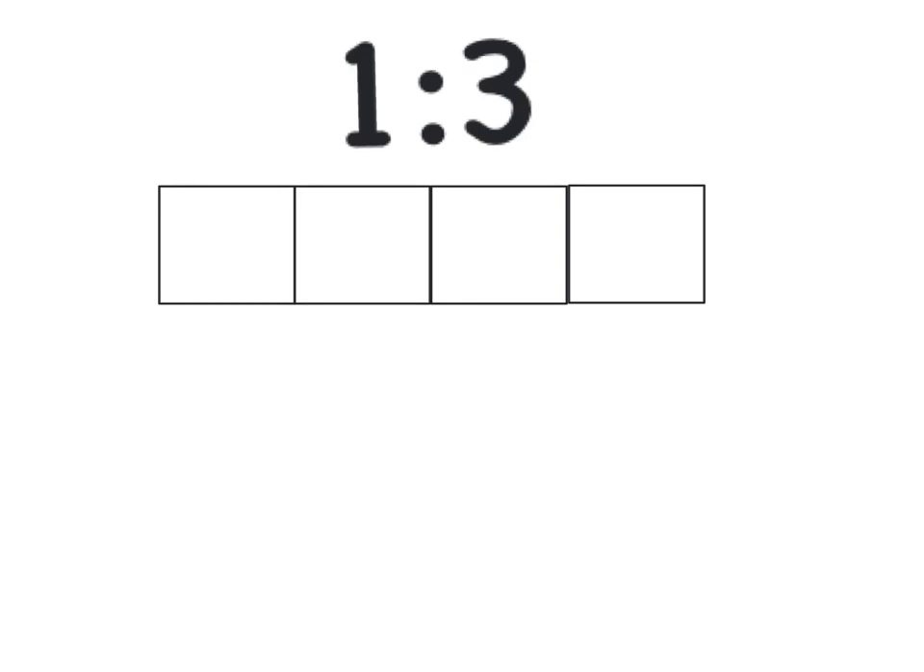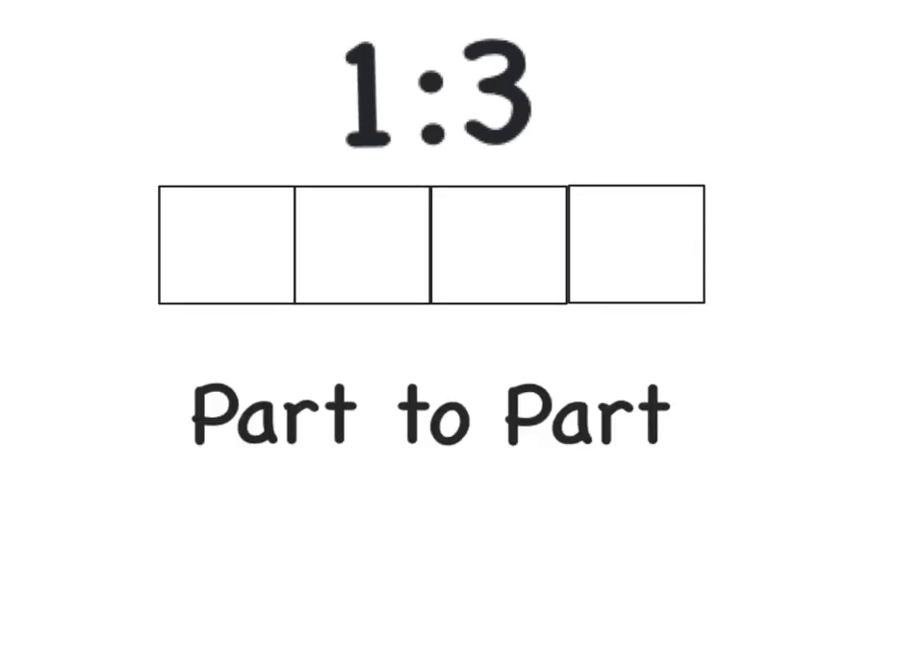So first I want to start with a basic ratio of 1 to 3. But I also want to tell you that this type of ratio that I am looking at is not a part to whole, but a part to part. And a part to part ratio means that part of this strip is going to be one color and part of it is going to be another color. So let's say that our two colors are going to be blue and red.